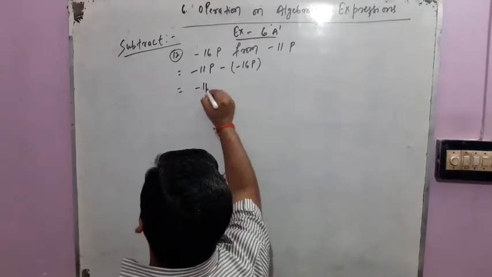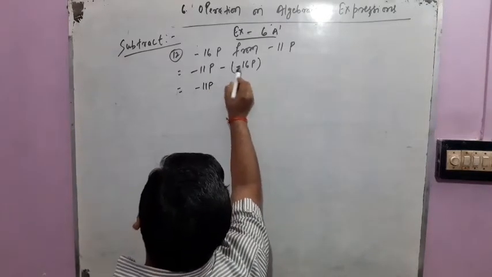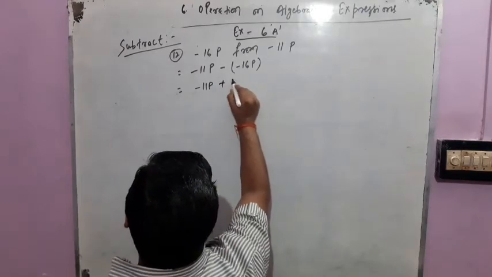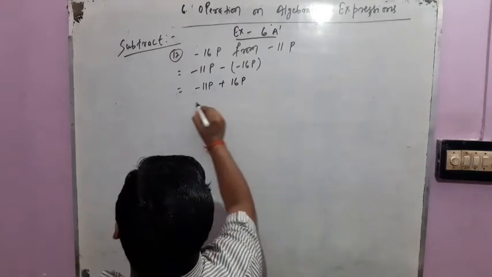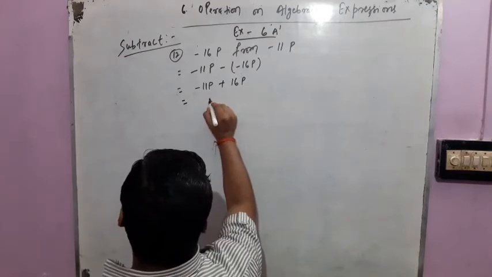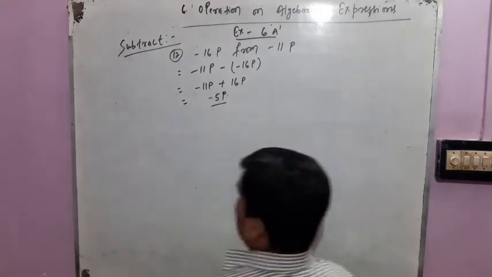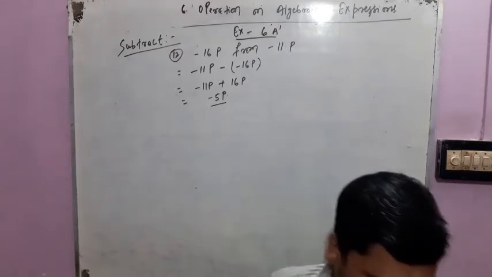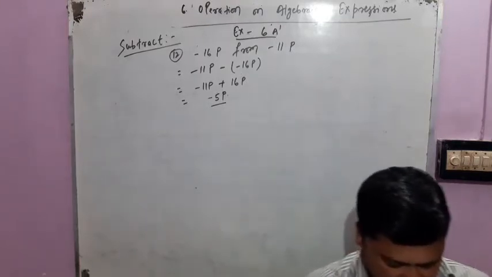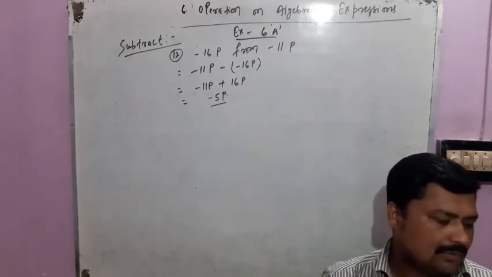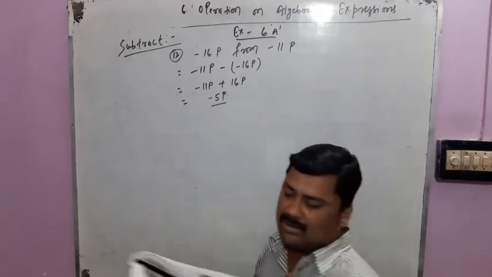Now minus 11p, and when we combine both terms, minus minus becomes plus 16p. So when we simplify it, we will get minus 5p. That's our answer. Look, one more question. Sorry, question number 13 to 17 all are same.